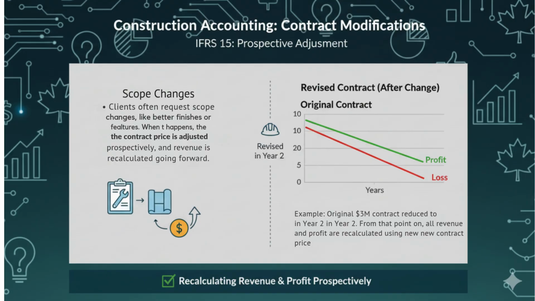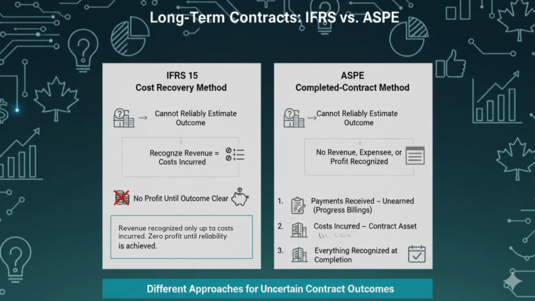Let's pull everything together with some closing thoughts. Now that we've gone through how long-term construction contracts work in detail, let's take a moment to compare IFRS and ASPE. This is a common exam question and a real-world issue for Canadian accountants. Under IFRS, if you cannot reliably estimate the outcome of a long-term contract, you must use the cost recovery method. That means revenue is recognized only up to the costs incurred, with no profit recognized, until the outcome can be measured reliably. Under ASPE, there's an important difference.